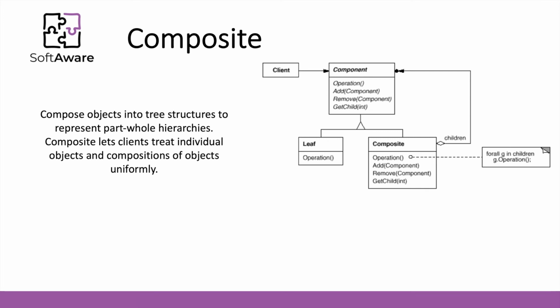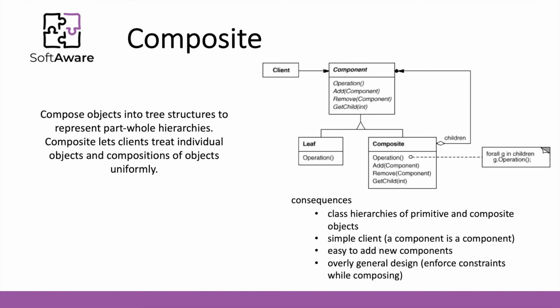Whenever client code expects a primitive object, it can also take a composite object. It makes the client simple. Clients can treat composite structures and individual objects uniformly. Clients normally don't know and shouldn't care whether they're dealing with a leaf or a composite component. This simplifies client code. For the client, it is exactly the same.